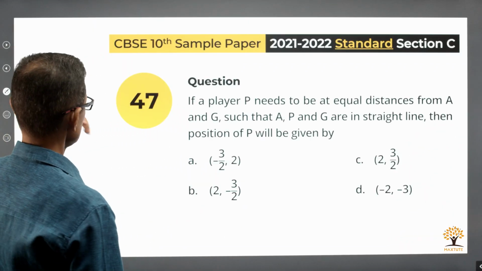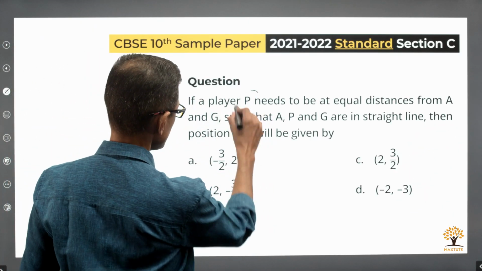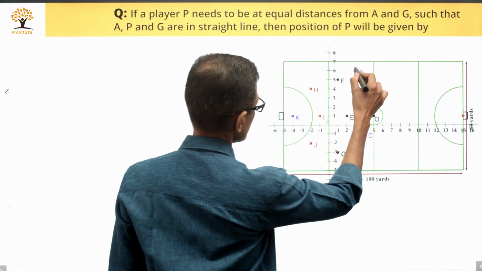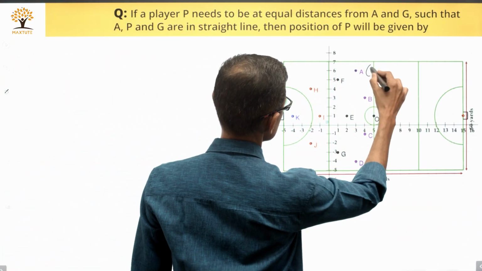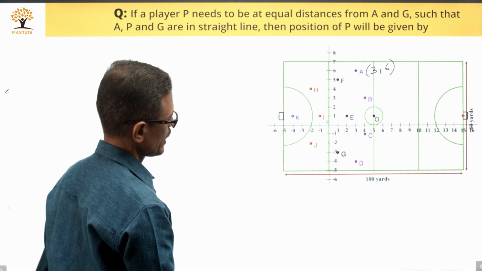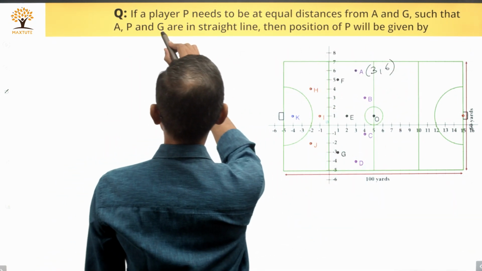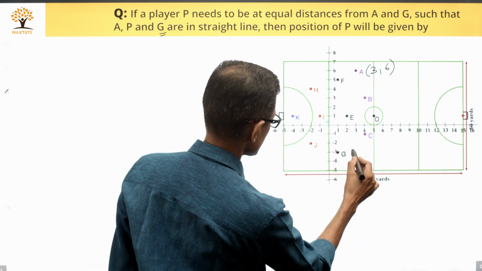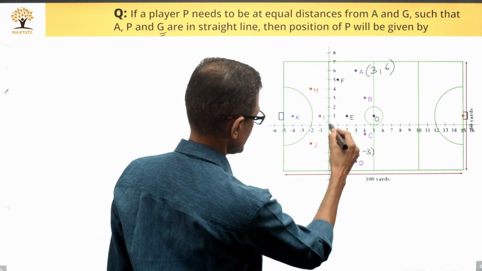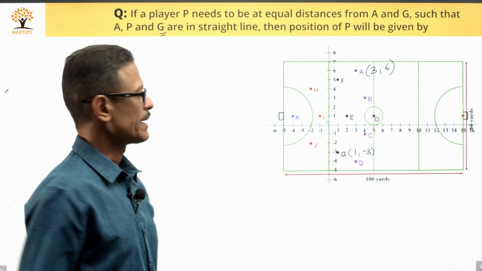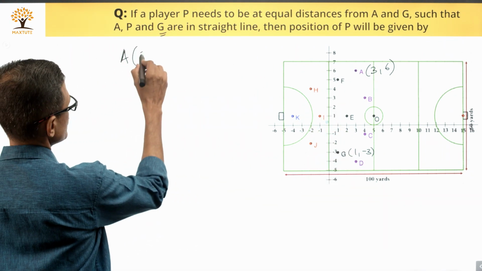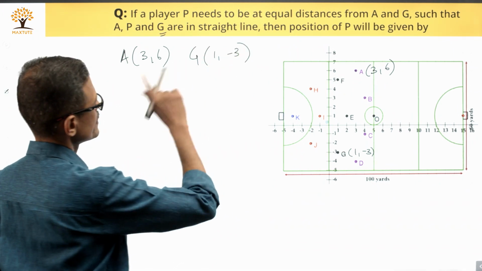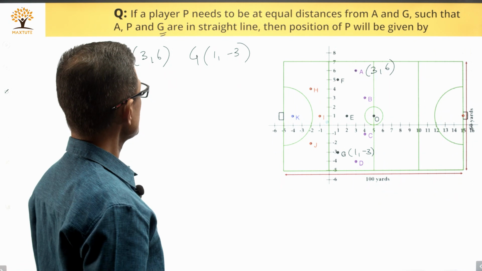If a player P needs to be at equal distance from A and G, okay, this is A, coordinates we know are 3 comma 6, we discussed this quite a while ago. Coordinates of point G, point G is here, which is 1 comma minus 3, x is 1, y is equal to minus 3. I will write it here itself. A coordinates are 3 comma 6, G coordinates are 1 comma minus 3, such that APG are on a straight line.